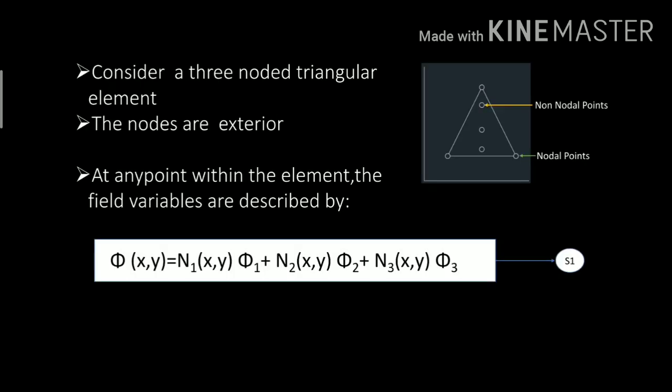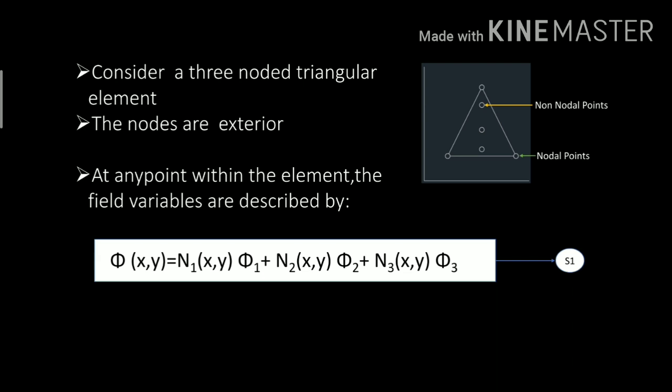So consider a three-noded triangular element. We are considering 2D elements here. In this element, the nodal points are represented by this green arrow. All the three vertices of the triangle are nodal points whose values have been calculated by using FEM. And if you look at the points inside the triangle, we don't know their values. So we use shape functions to find those values.